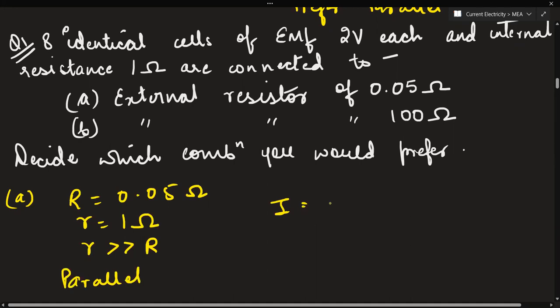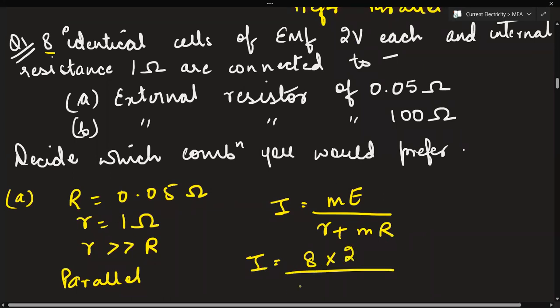So the formula in parallel combination is what? M multiplied by E divided by r plus M into capital R. The number of identical cells given, M, is 8. So current becomes 8 into EMF, which is 2 volts, divided by small r, which is 1, plus M, again 8, multiplied by capital R, that is 0.05. Solving this, you will get the answer around 11.42 amperes. This will be the answer for the first part.